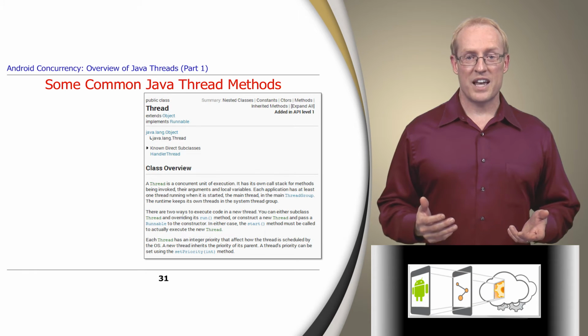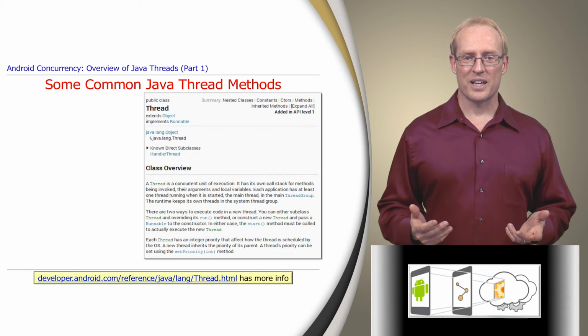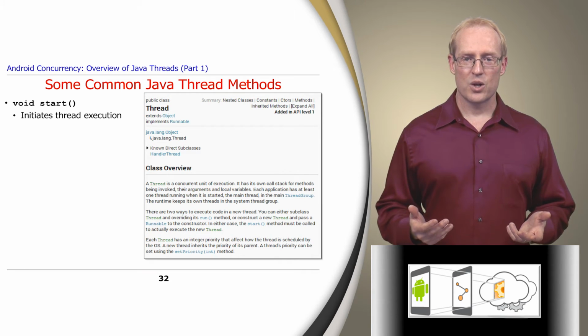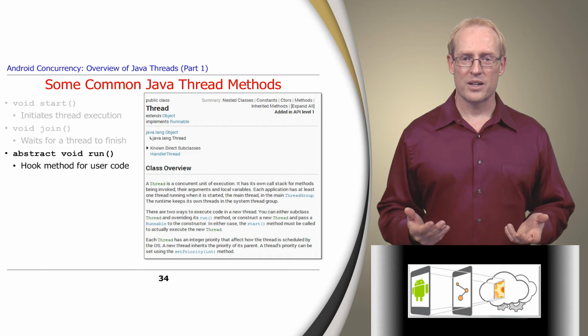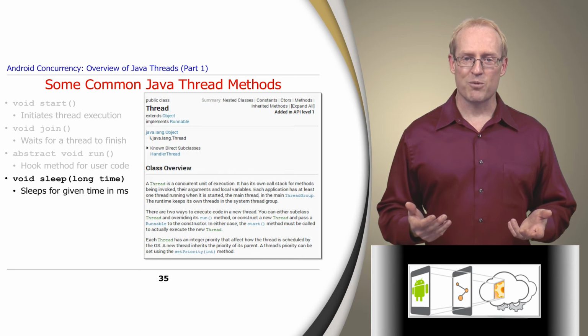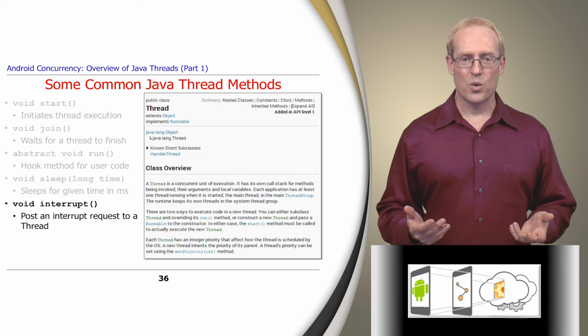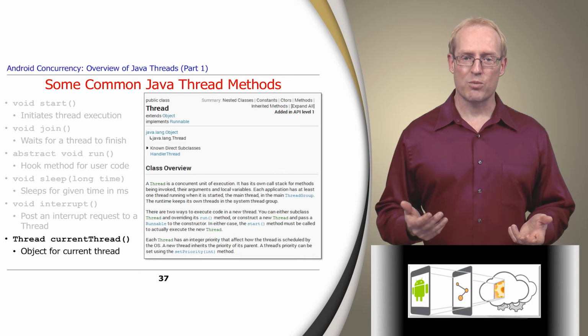The Java thread class has dozens of methods that are documented in this link. We've covered some of the most important methods already. For example, the start method initiates thread execution, join waits for a thread to finish, and run is a hook method that executes user code. Some other methods commonly used in Android software and shown later in this MOOC include sleep, which causes a thread to sleep for a given period of time, interrupt, which posts an interrupt request to a thread indicating that it should shut itself down voluntarily, and current thread, which returns the thread object associated with the currently executing thread of control.